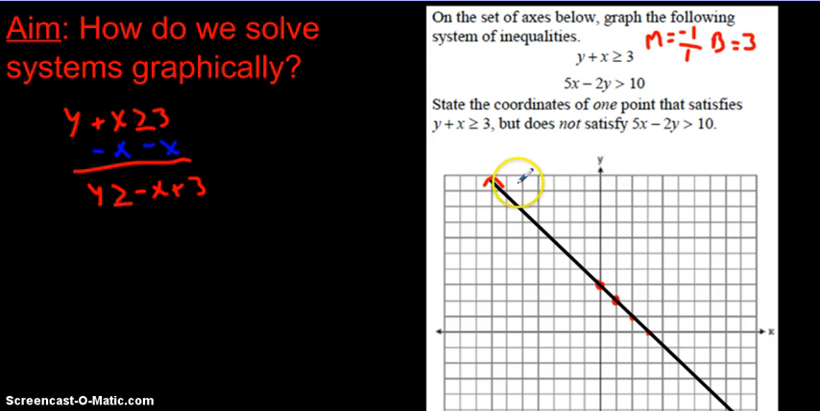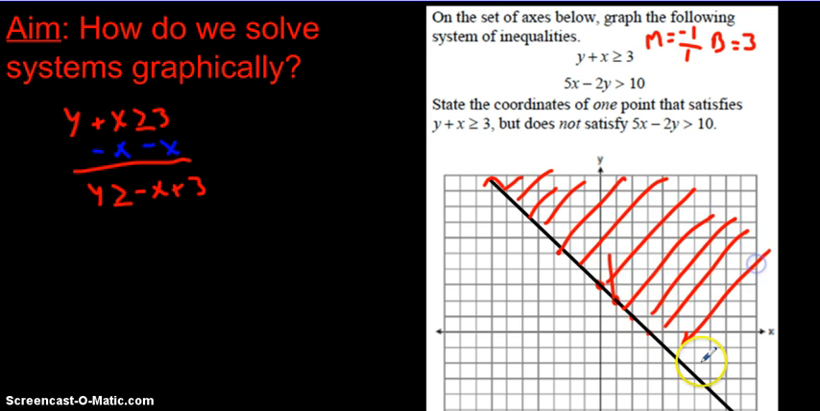So because this is y is greater than, I can shade above the line. So pick any point on the line and move up. That tells us which side's above. So that's this side. We draw perpendicular lines for our shading. Alright, so this area is y plus x is greater than or equal to 3.